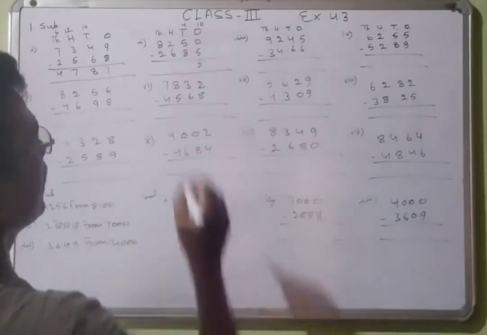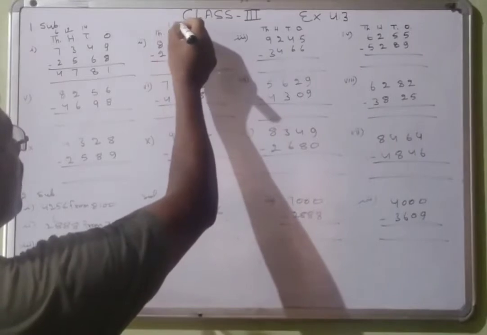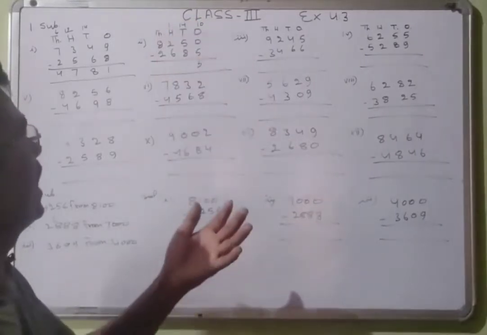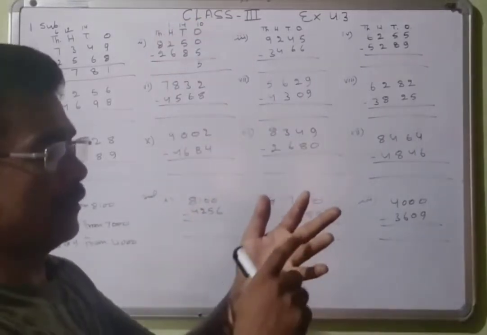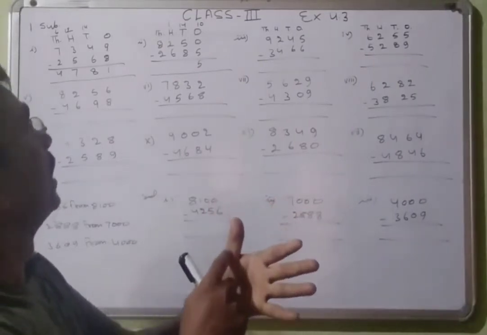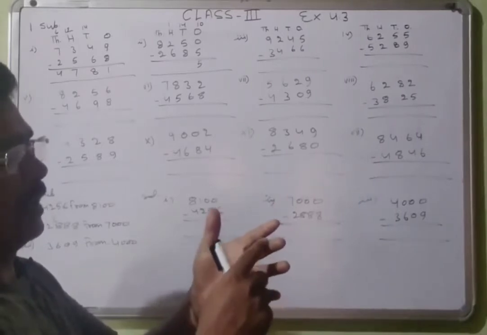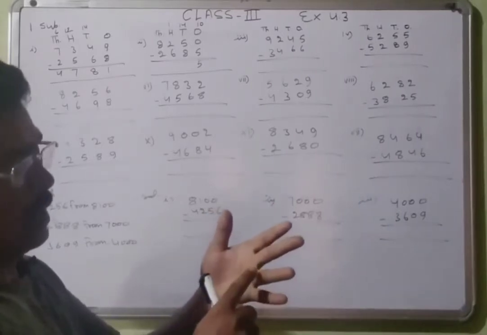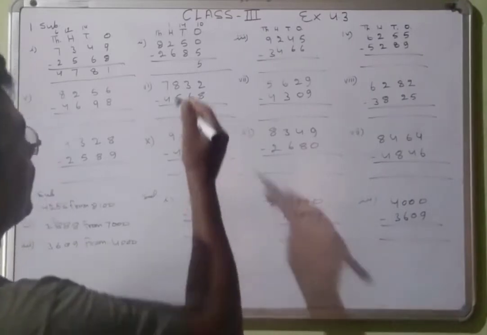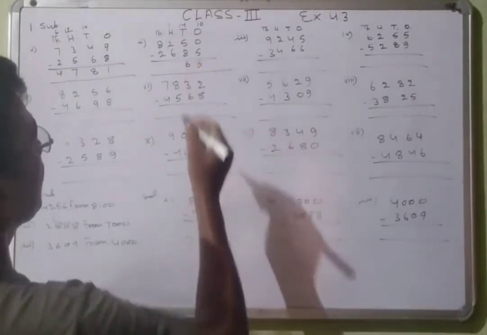Now 4 less 8 is not possible. So we will take the carry from here. So that will be 1, or this will be 14. 14 less 8. 1, 2, 3, 4, 5, 6, 7, 8, 9, 10, 11, 12, 13, 14. Less 8. 1, 2, 3, 4, 5, 6, 7, 8. And then left is 6. This will be 6. Right?